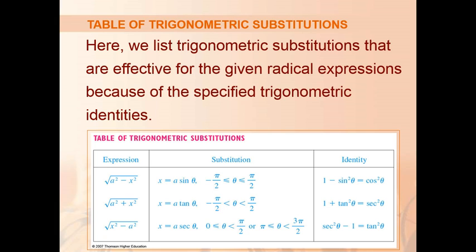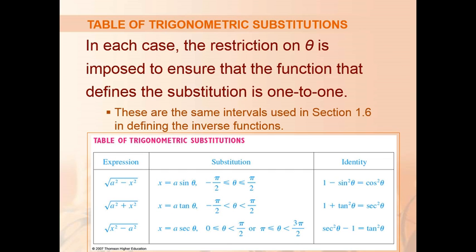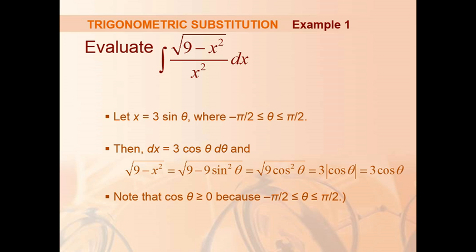And then for the other one, it's x squared minus a squared, so the variable goes first. For that one, we're using x equals a secant of theta. The restricted range for that one is theta from 0 to pi over 2, and then from pi to 3 pi over 2. Now we'll deal with some examples in just a minute. So let's start it off with that.